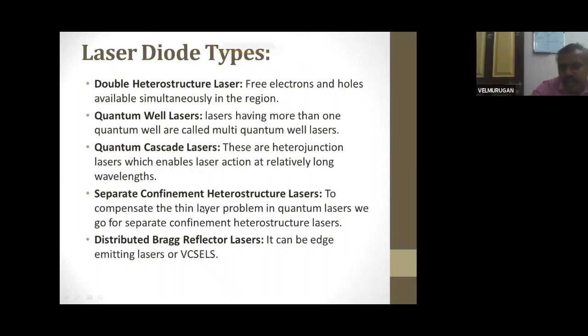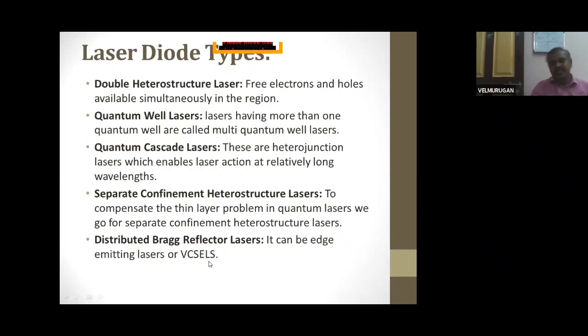Then separate confinement heterostructure lasers, which address the thin layer problem in quantum lasers. Okay, this is the separate confinement heterostructure laser. Next, this is the distributed Bragg reflector laser. It can be edge emitting lasers and VCSELs.